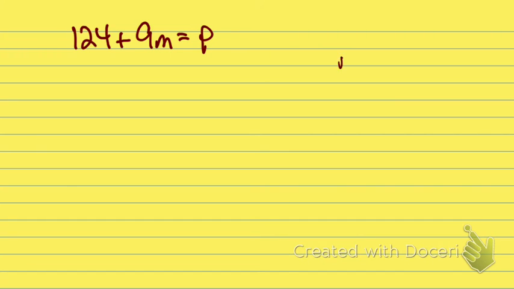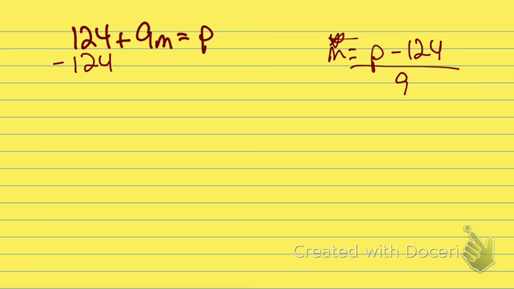I said also, M, the number of minutes, is equal to taking how much is in there, taking out 124, and dividing all that by 9. To get equivalent equations, if I do the same thing to both sides, it makes the new one true, correct? You guys would agree with that? Yeah. So, I'm going to get M alone. To do that, I'm going to first subtract 124.